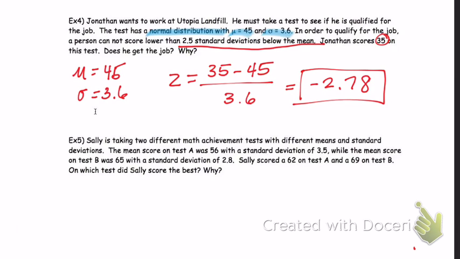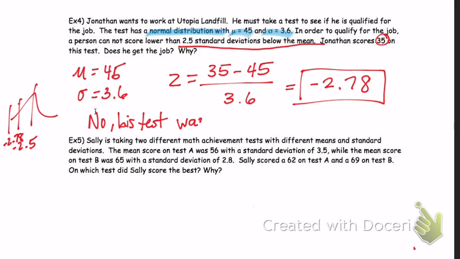He did worse. So if you think about putting it on a curve, here's negative 2.5. Negative 2.78 is further away from the mean because it's a further distance. So no, he does not qualify. His test was too low.